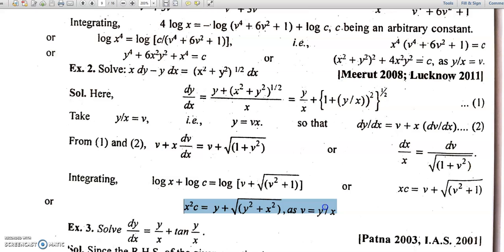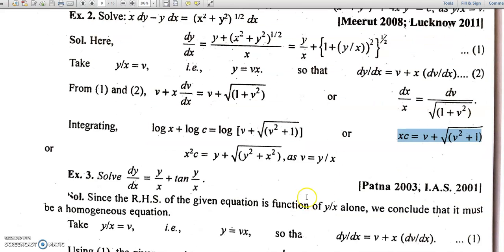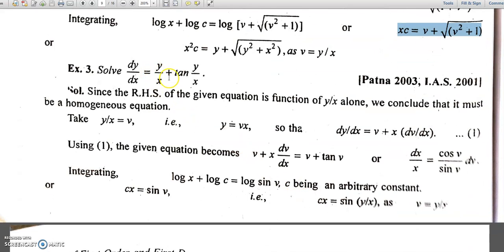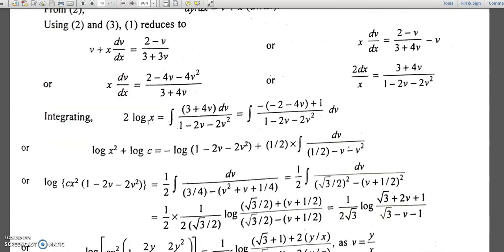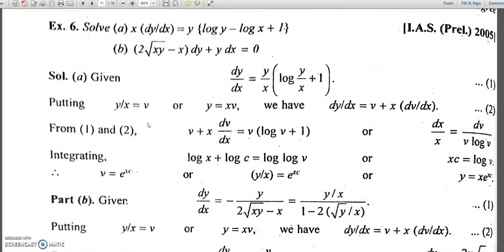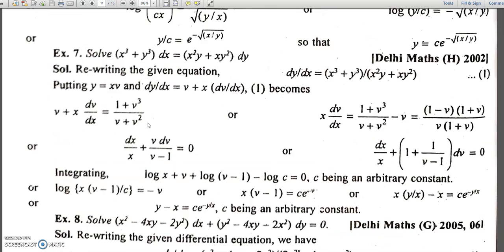After this you get the final value in terms of v, and you have to put v as y by x and then write your final answer. In the exam, if you do only up to this, you will not get full marks. For full marks you need to transform the value of v back to y by x. So here are so many problems that are already solved. What you need to do is practice all these things.